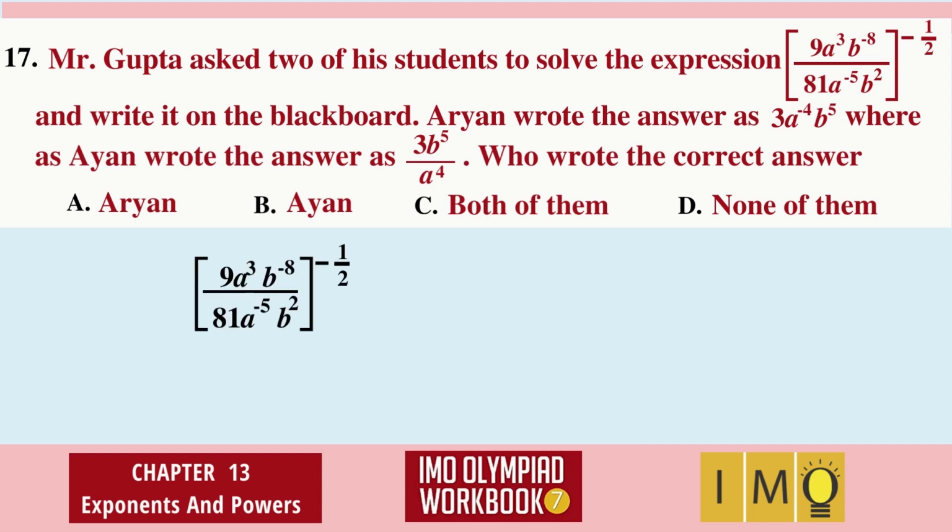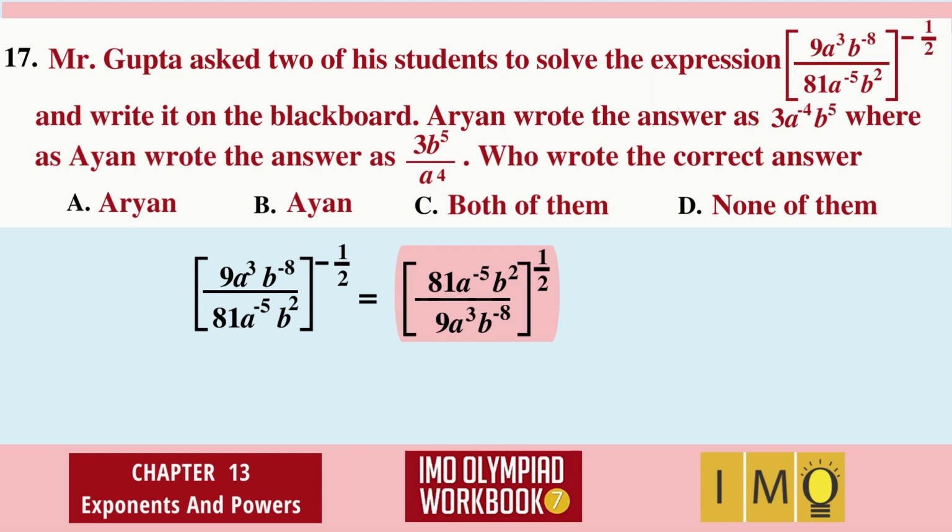First step, let's change the negative exponent to positive exponent. We do this by changing the base to its reciprocal. What we get is 81 a to the power of minus 5 b square by 9 a cube b to the power of minus 8 whole raised to half.